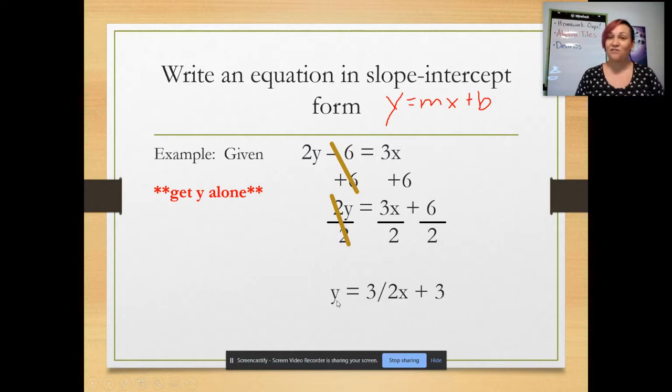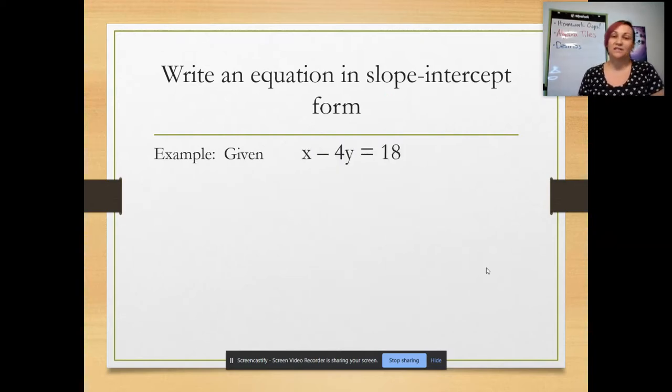And so now I have my final answer. My letter y is all by itself. There's no numbers, there's no symbols, there's nothing else over there. And so my final answer is y equals 3 over 2 times x. So we want to put a little space in between those, and then plus 3. Let's do one more example together.